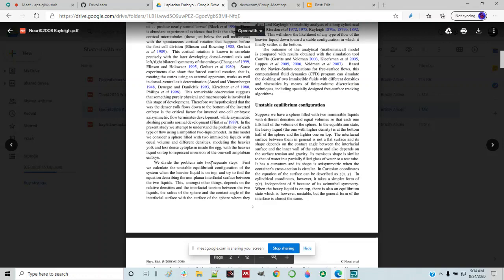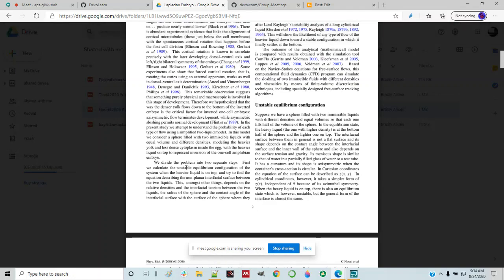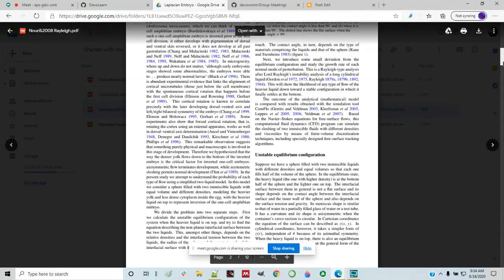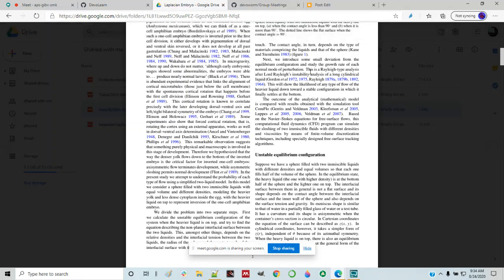So we divide the problem into two separate steps. First, we calculate the unstable equilibrium configuration of the system, where the heavier liquid is on top, and try to find the equation describing the non-planar interfacial surface between the two liquids. And then the second thing is that they introduce some small deviation from the equilibrium configuration and study the growth rate of each normal mode of perturbation.